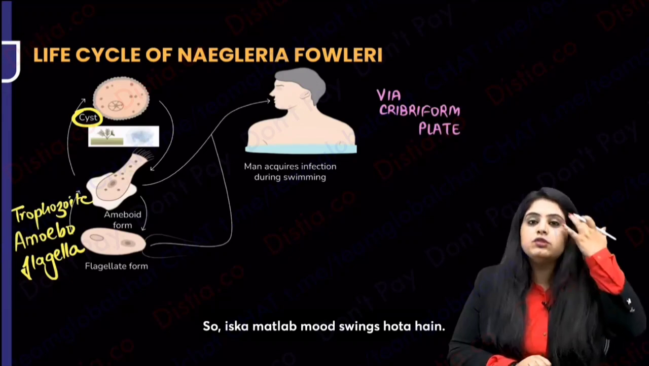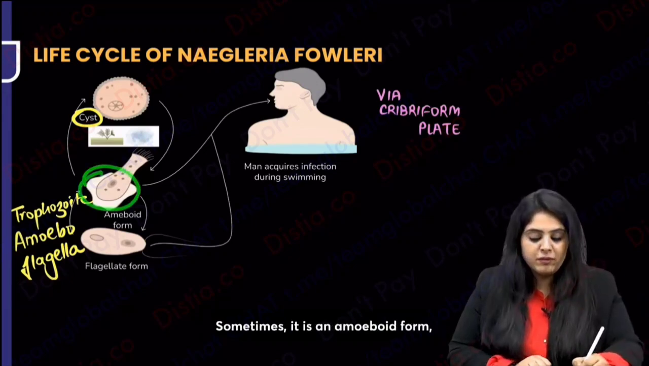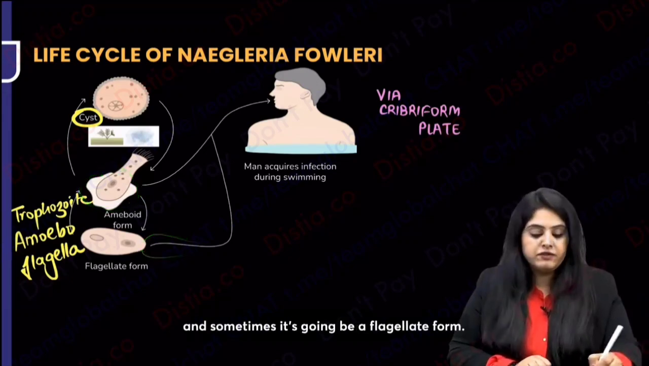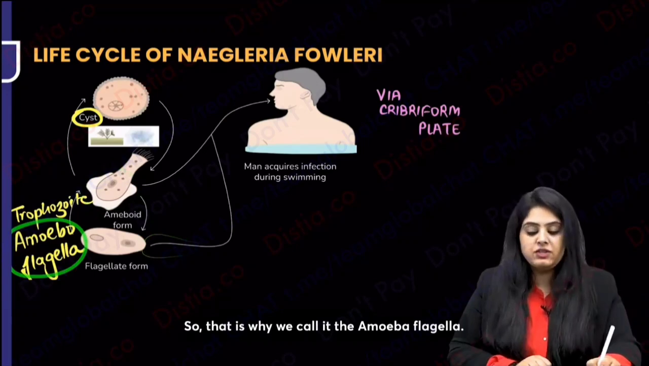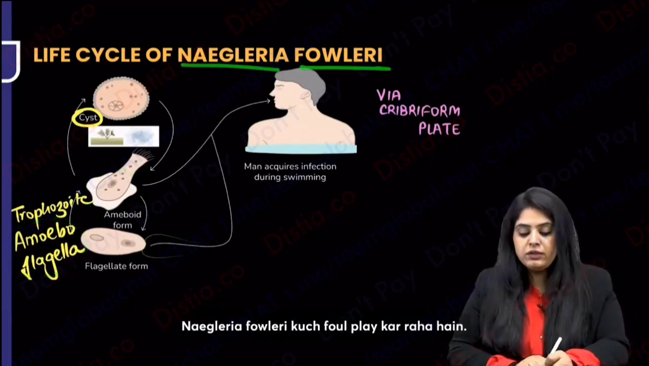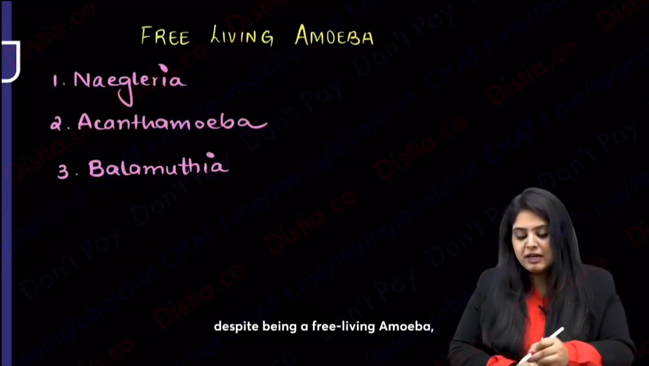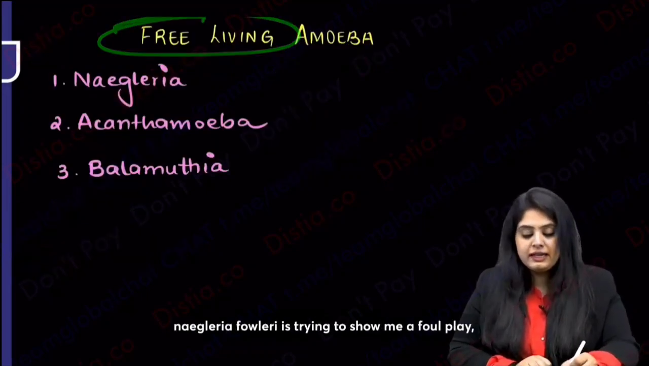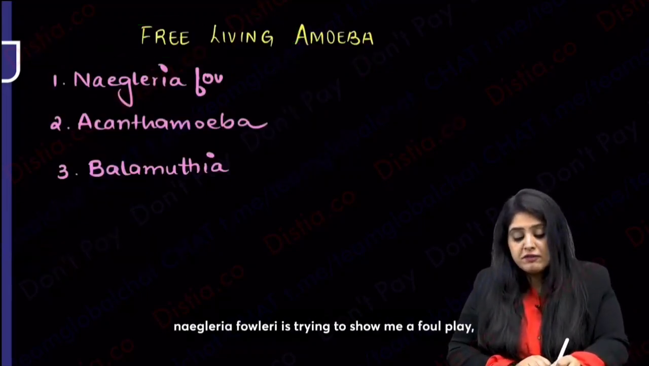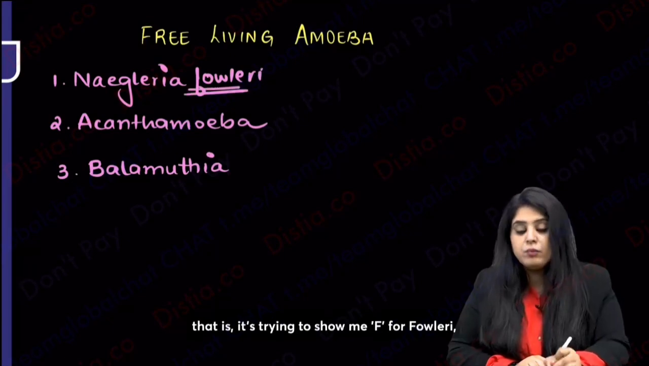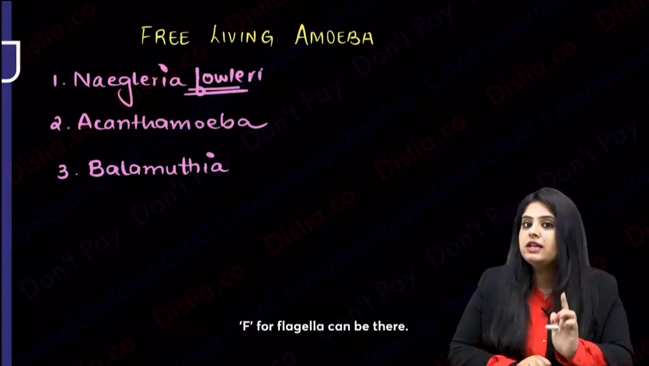So iska matlab mood swings hota hai. Sometimes it is an amoeboid form and sometimes it's going to be a flagellate form. So that is why we call it the amoeboflagella. Everyone's understood? Naegleria fowleri kuch foul play kar raha hai. What foul play is it doing? It is becoming a little smart that despite being a free living amoeba, Naegleria fowleri is trying to show me a foul play. That is, it's trying to show me F for fowleri, F for flagella can be there.